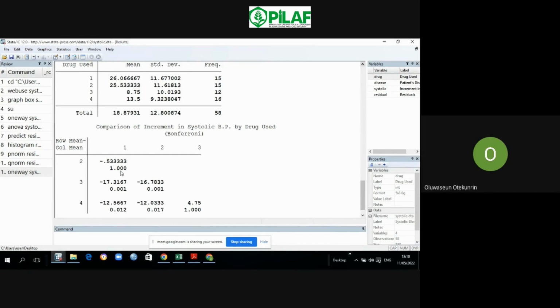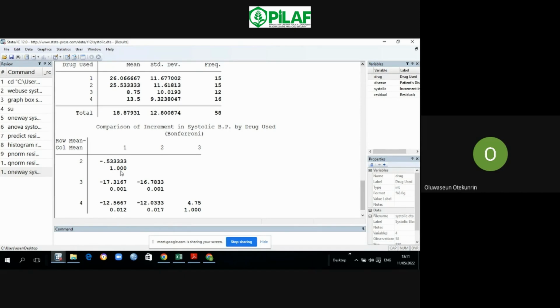What that means is that, we have 4 drug types, drug 2, on the average, has a lower mean score than drug 1. Lower mean score of what? Systolic blood pressure. Drug 2 has a lower mean score than drug 1, and that lower mean score is statistically not significant. Do you understand, please? That is what that interpretation is talking about.